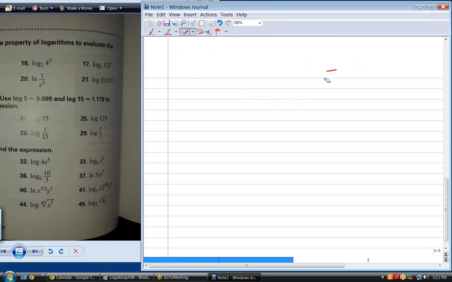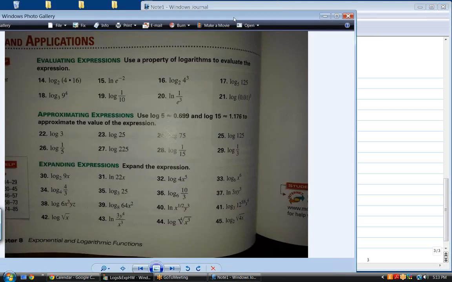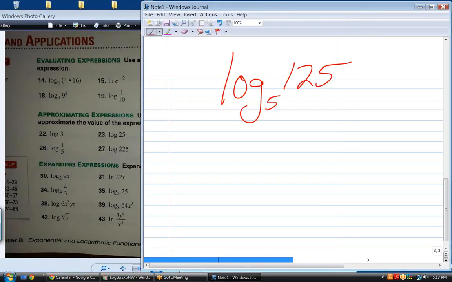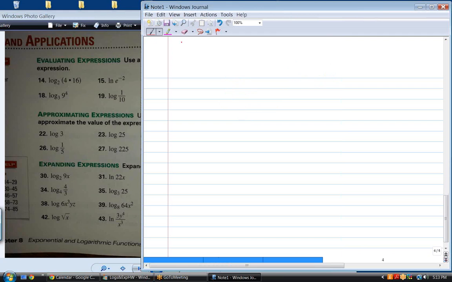How about log base 5 of 125? You may not know this, but it's a good one to memorize. It would be 3, wouldn't it? How about log base 3 of 9 to the 4th? 8. Good.